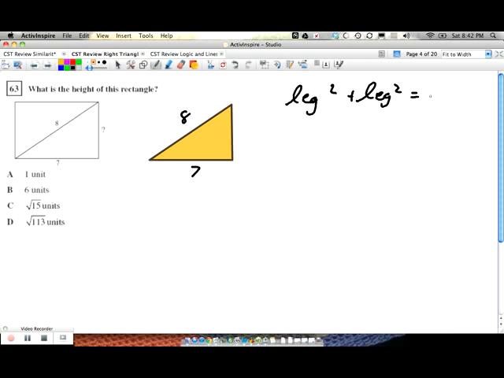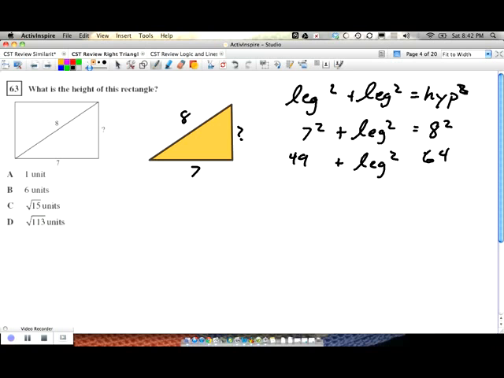Leg squared plus leg squared equals a hypotenuse squared. Well, that means I got the 7 squared plus the other leg squared, which I don't know what that is, and then equals 8 squared. Well, 8 squared is 64, 7 squared is 49. And we got this leg squared. So if I subtract 49 from each side, it's going to make a 0 on the left. And I'll have leg squared equals, well, it's 64 minus 49.